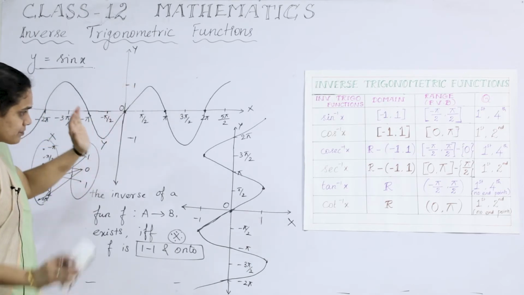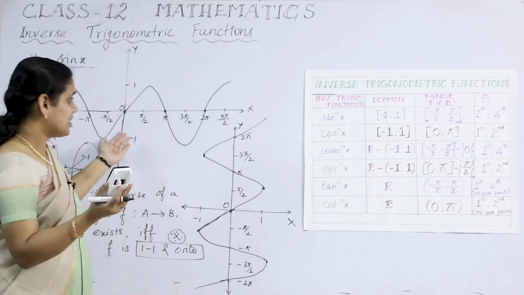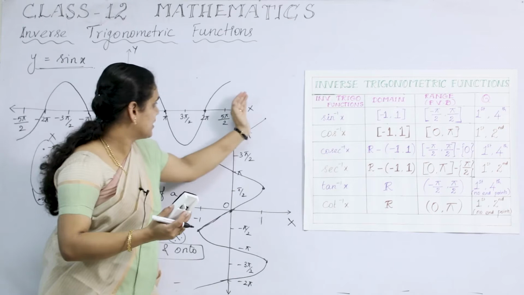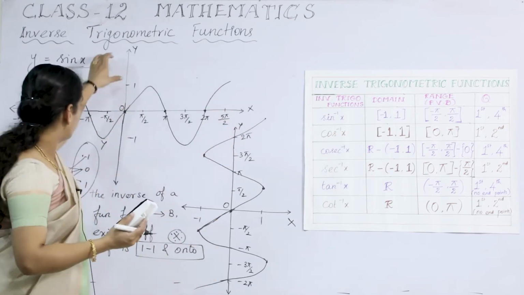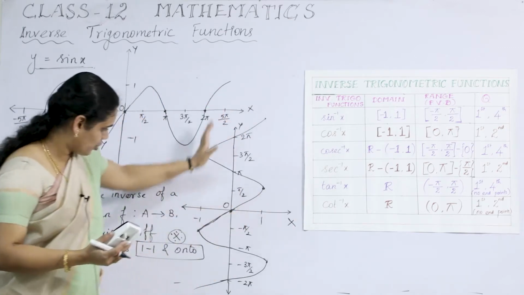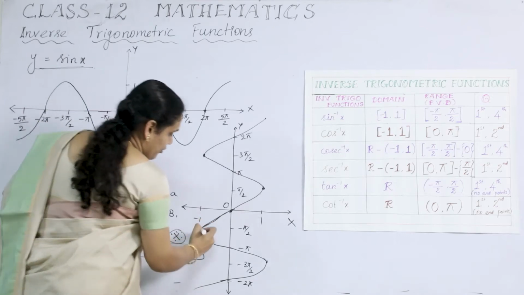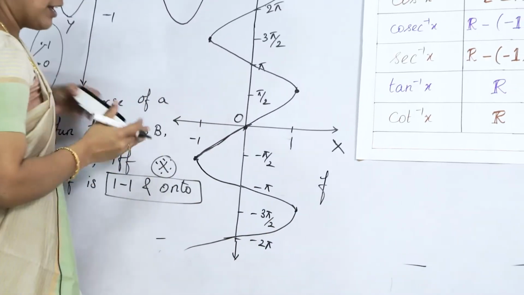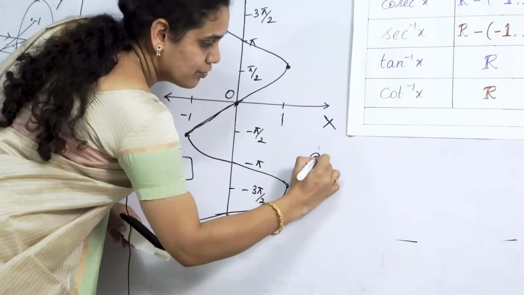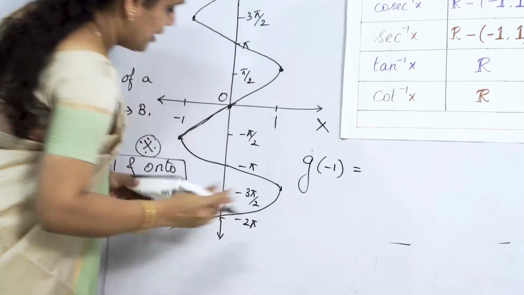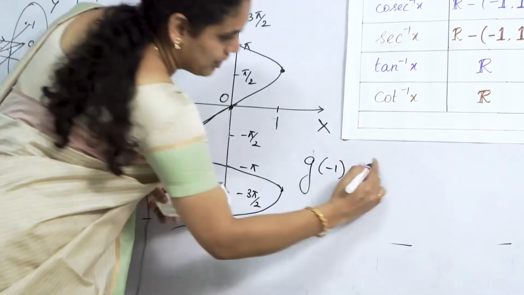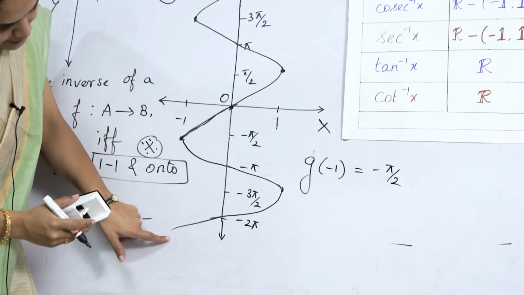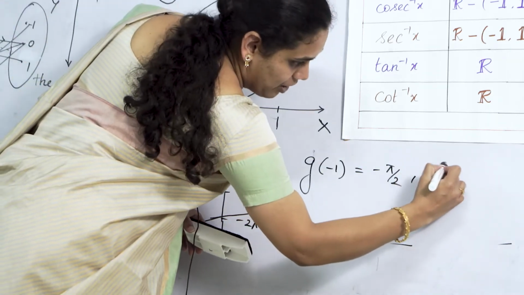And also, what is an inverse? We exchange the roles of x and y, isn't it? So here, if you just take the x-axis along y and the y-axis along x, and draw the same graph, we get here for minus 1. If we take this function as g, g of minus 1 is mapped to minus pi by 2, right? And also again for minus 5 pi by 2 it is coming out.